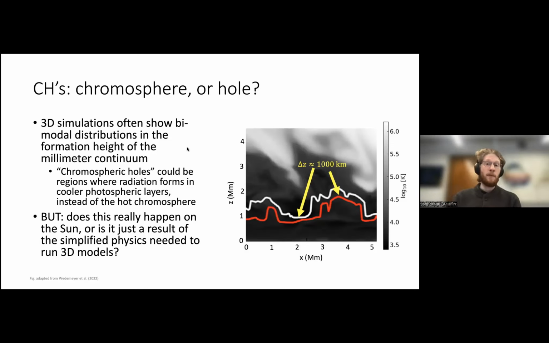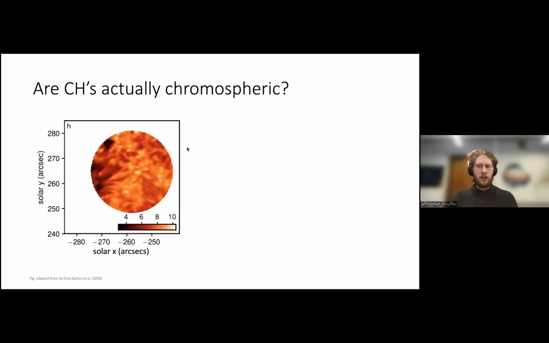So it's not clear if this kind of behavior is seen on the real sun, or if it's just a limitation of the kind of simulations we can do in 3D right now. And so there are two predictions, right, from the simulations. Either chromospheric holes are cold chromospheric gas, or they're just places where you're looking down and seeing cold photospheric gas. And so how can we distinguish between them?